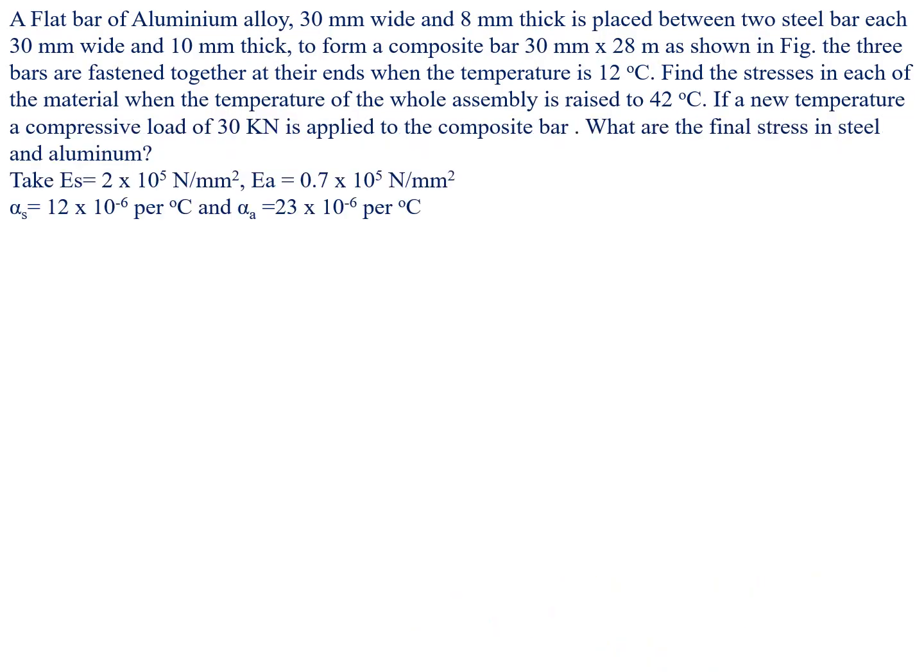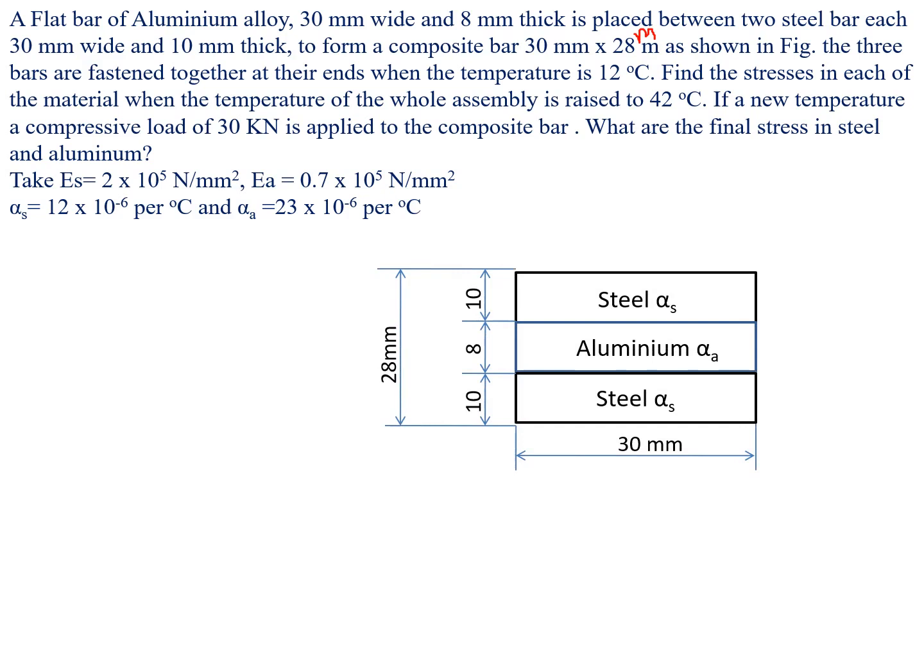Let's see the problem. A flat bar of aluminum alloy 30 mm wide and 8 mm thick is placed between two steel bars, each 30 mm wide and 10 mm thick, to form a composite bar of 30 mm by 28 mm, as shown in the figure. So this is the figure.